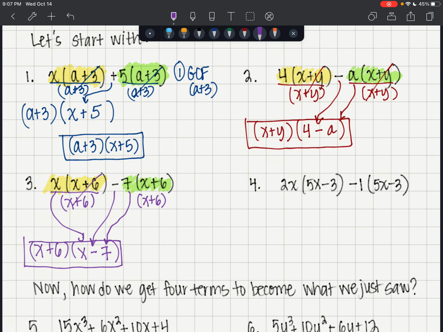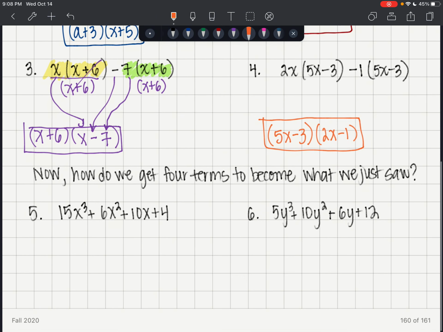Okay, you go ahead and try number 4. Okay, if you've tried number 4, the answer is, and if you didn't try number 4, press pause. The answer is 5x minus 3 times 2x minus 1. Give yourself a pat on the back.